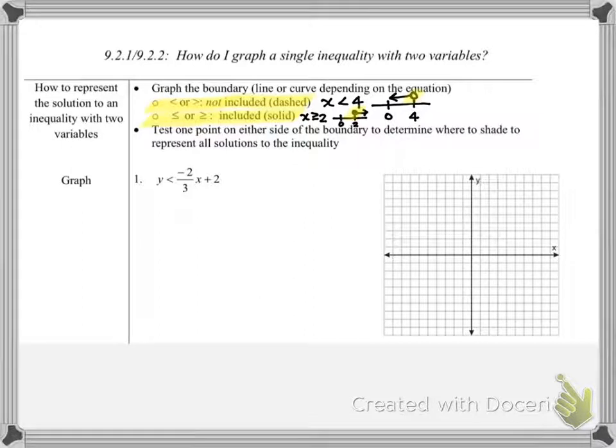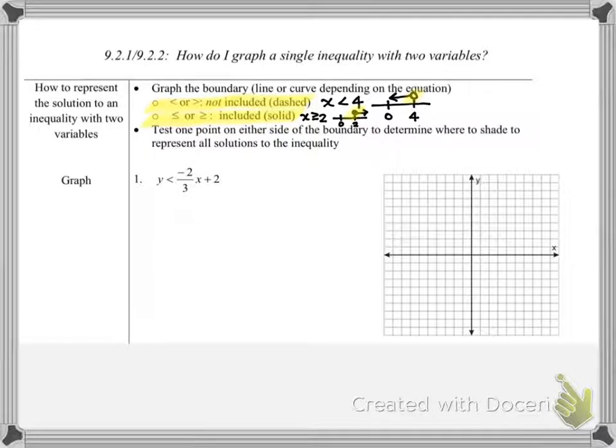And then when we're talking about figuring out where the shading is, or where the solution is, on the number lines, where would the arrow be pointing? It's not quite as simple as just following the tip of the arrow. It would be nice, but it's not. So what we're going to do is test a point on one side of the graph and then see if it works or not.